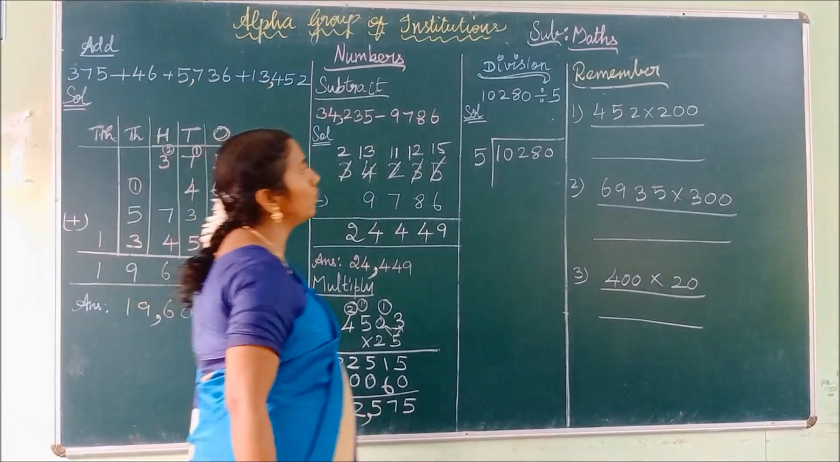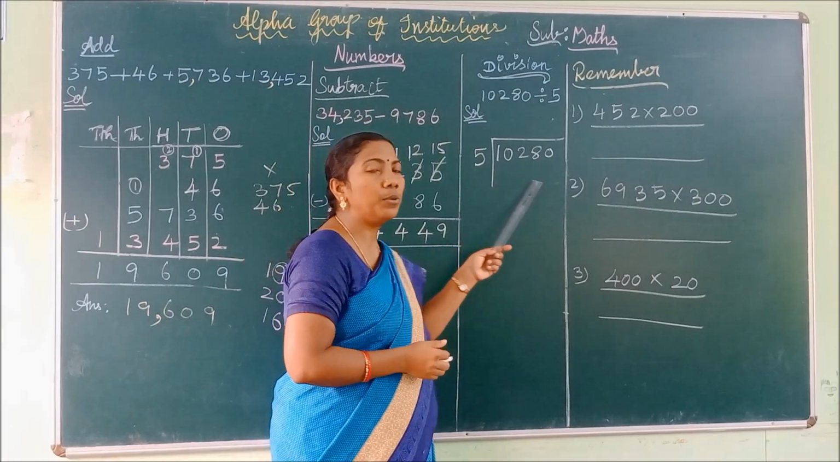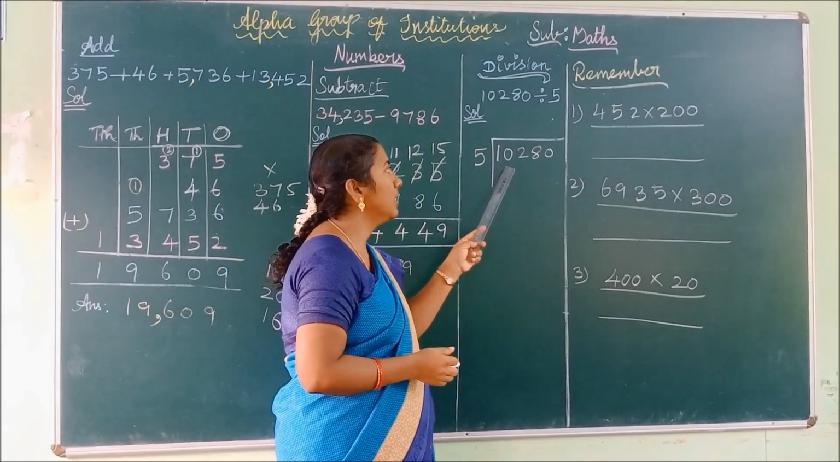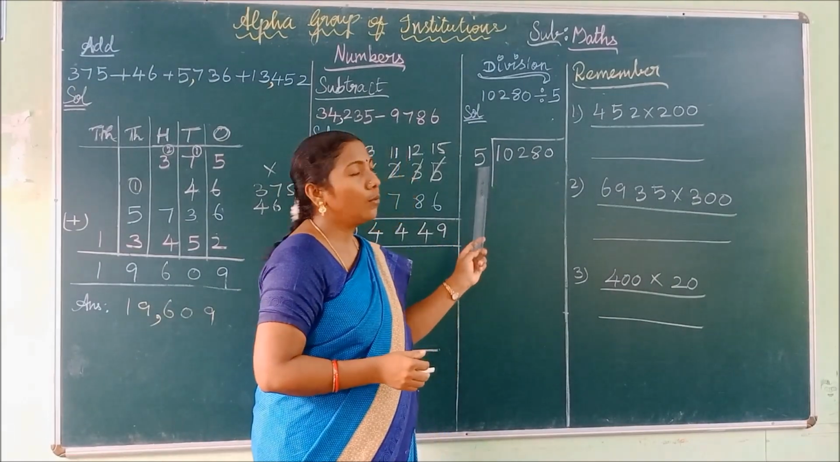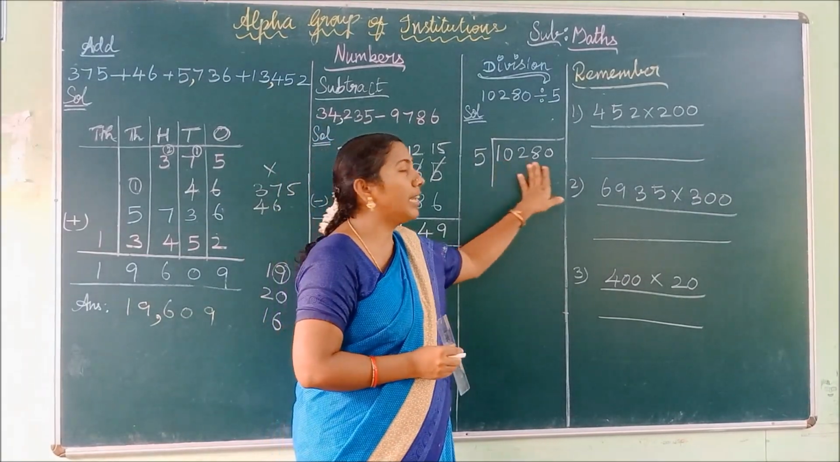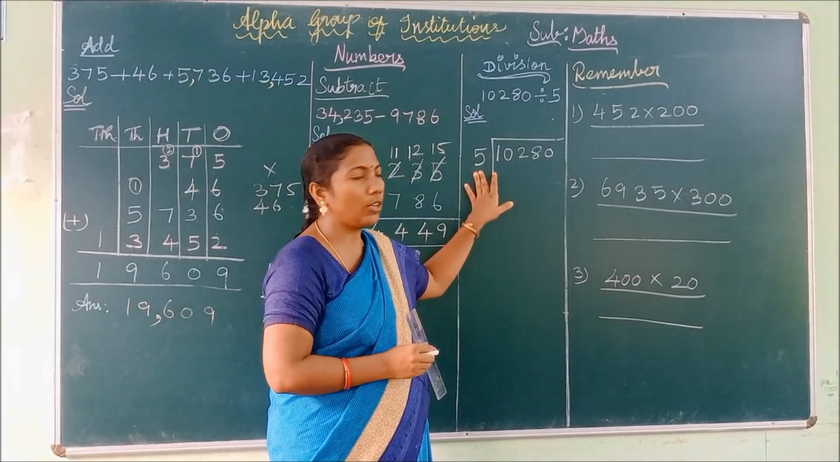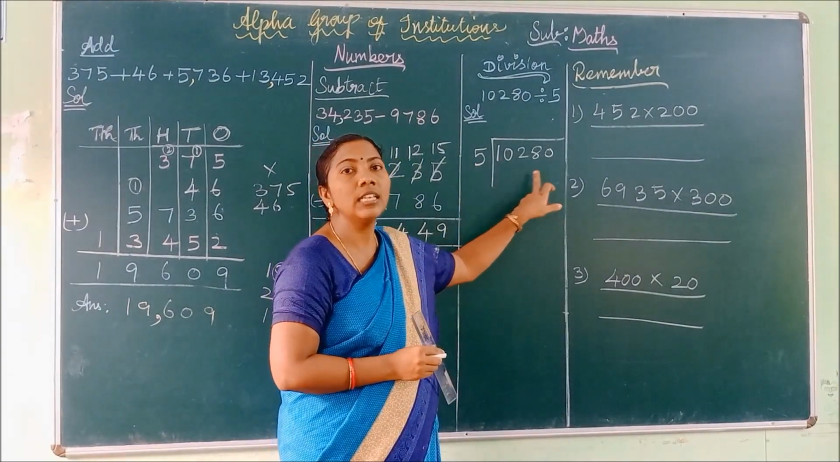Next we are going to do the division sum. Here we have a very simple problem. We are going to divide this number by 5. What is this number? 10,280. This is called the dividend. The number which divides is called the divisor. Okay, this is the divisor, this is the dividend.